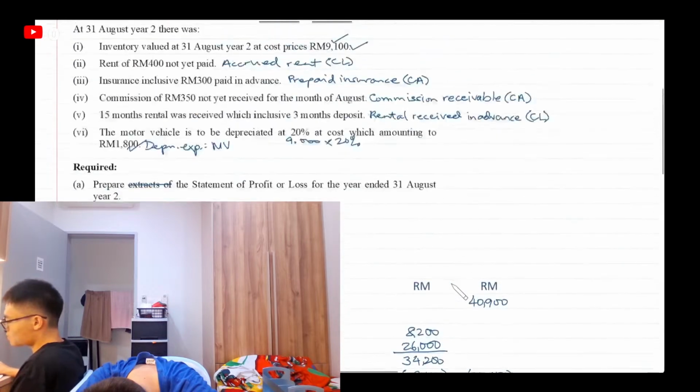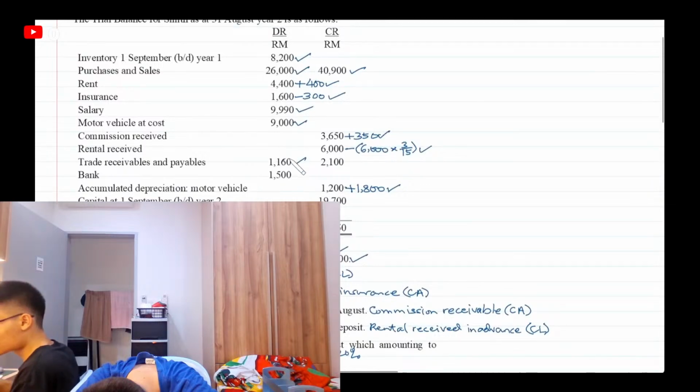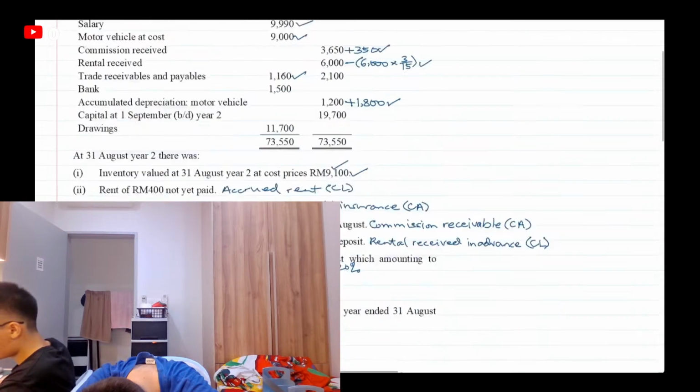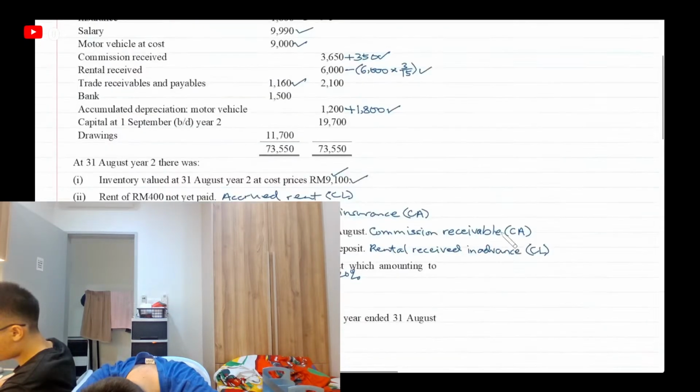Now, after trade receivables, we look for any other receivables. From the trial balance, we have only one receivable, trade receivables. And then if you look down here, we have two other current assets. One of them is another receivable, commissions receivable, 350 ringgit. So I'm going to put commissions receivable here. I have another current asset which is prepaid insurance, 300 ringgit.